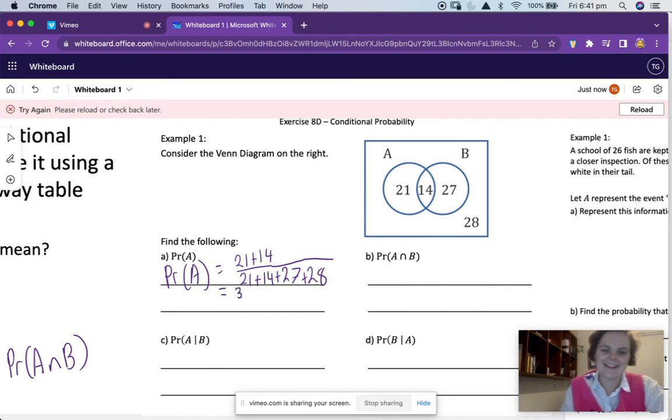equals 35 out of 90. I can see straight away we've got a common factor here. So let's divide that into a fraction.